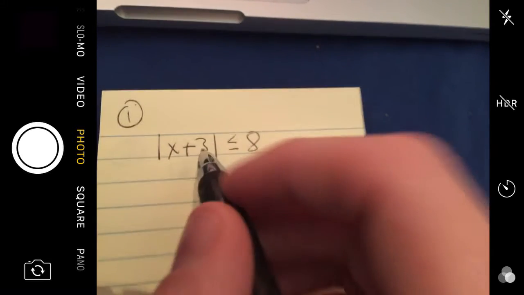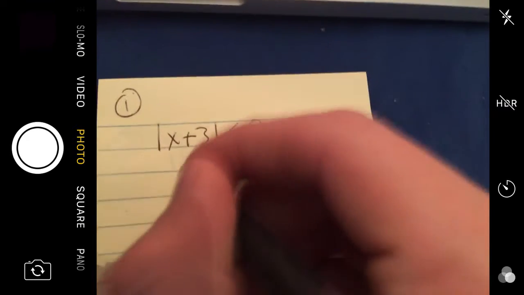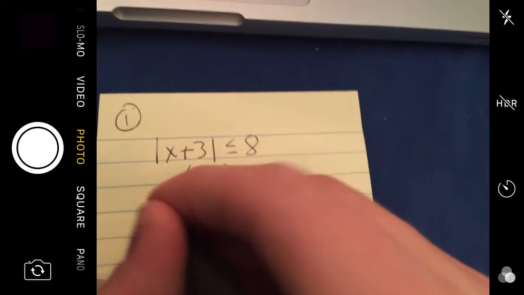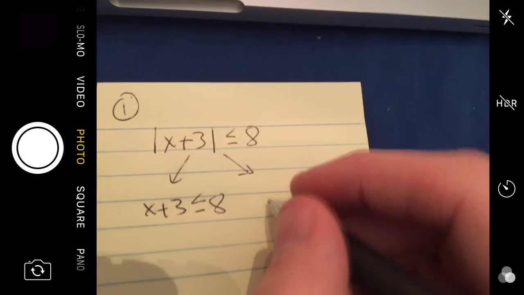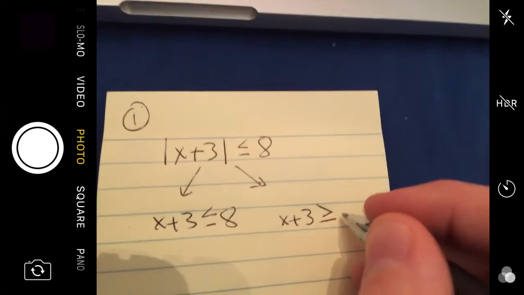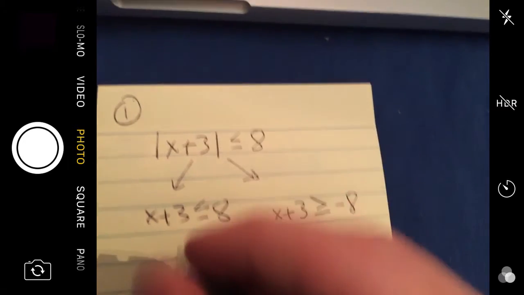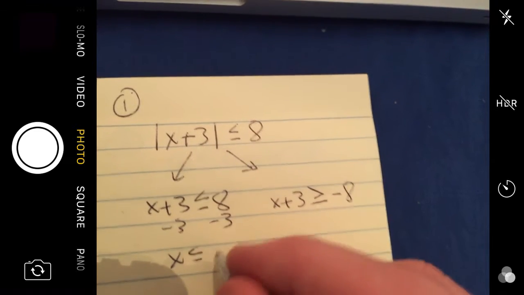So the absolute value is already by itself. There's nothing else over here, so I can go ahead and split it into two cases. x plus 3 is, just write it as is, there's one of them. And the second case, x plus 3, switch the inequality, make it a -8. And now you solve these two separately. So subtract 3, x is less than or equal to 5.